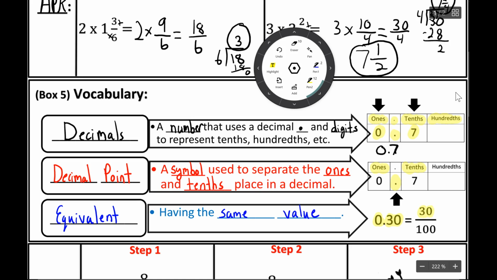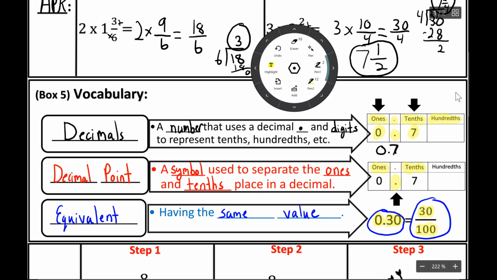Mr. Revlo, where'd you get the 30 from on the top of the fraction? Where'd you get the 100 from on the bottom? Don't worry, I will go over this. I know decimals are new to some of you, but we will cover this right now. All I need you to understand is that equivalent just means that they're the same. This 0.30 is equal to 30 over 100. They're the same thing, just written differently. One is written as a decimal, the other as a fraction. Going on.